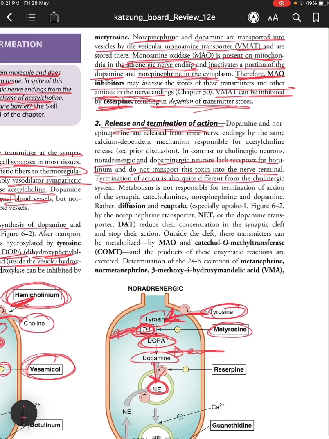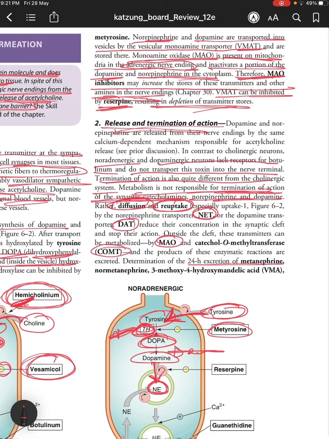So termination of action is also quite different from the cholinergic system. Metabolism is not responsible for termination of action of the synaptic catecholamines, norepinephrine and dopamine. Rather, diffusion and reuptake by the norepinephrine transporter NET or the dopamine transporter DAT reduce their concentration in the synaptic cleft and stop their action. Outside the cleft, these transmitters can be metabolized by MAO and COMT, that is catechol-O-methyl transferase, and the products of these enzymatic reactions are excreted.